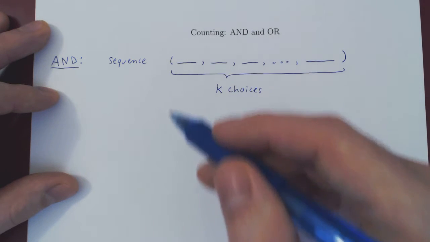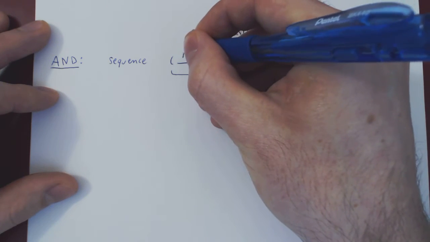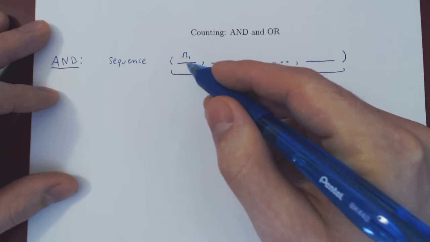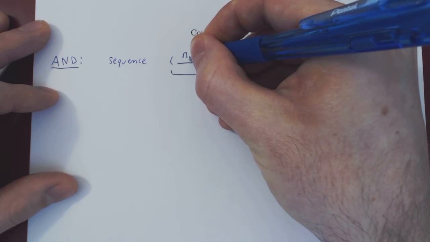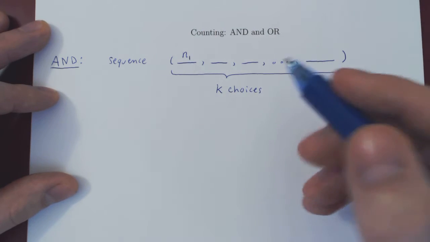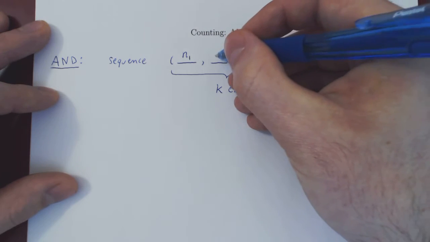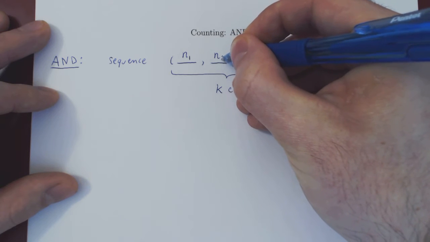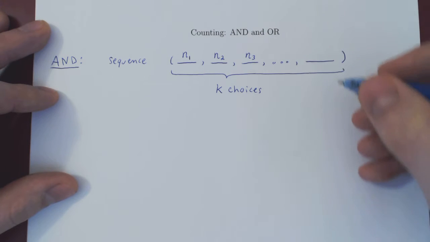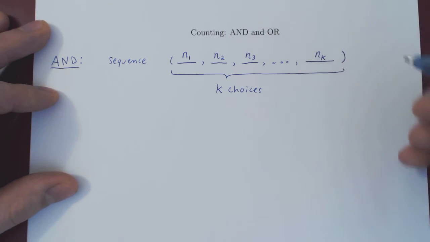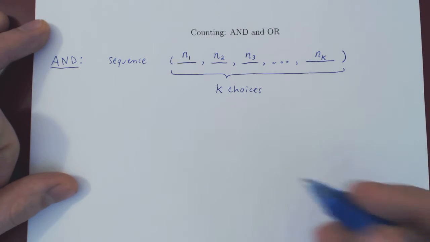And for each choice, we'll have a different number of possibilities. Suppose that for our first choice, we have n1 possibilities. So I'm using n1 for the number of possibilities of our first selection. This could be 5, it could be 100, it could be 2014, we don't know. But our first choice, there are n1 possibilities. Suppose that for our second choice there are n2 possibilities. For our third choice, n3 possibilities, up to our kth choice, nk possibilities. Then we're asking to count the total number of possible selections.